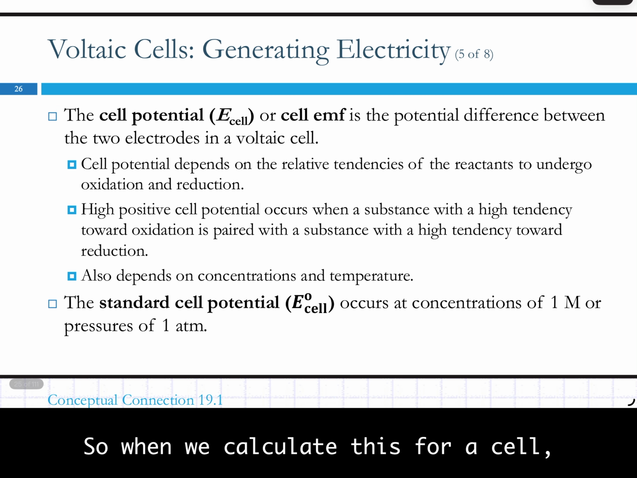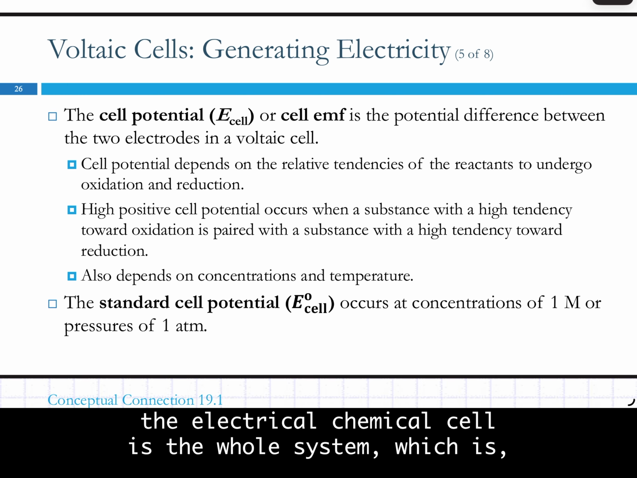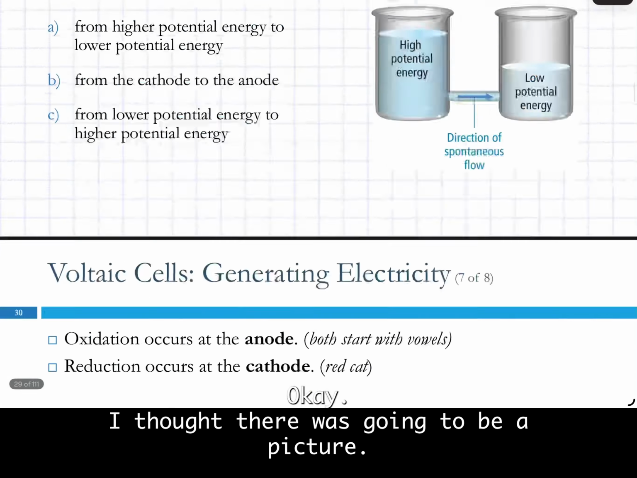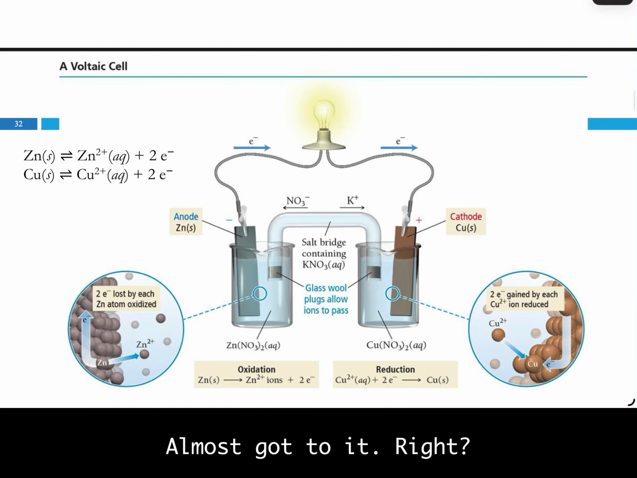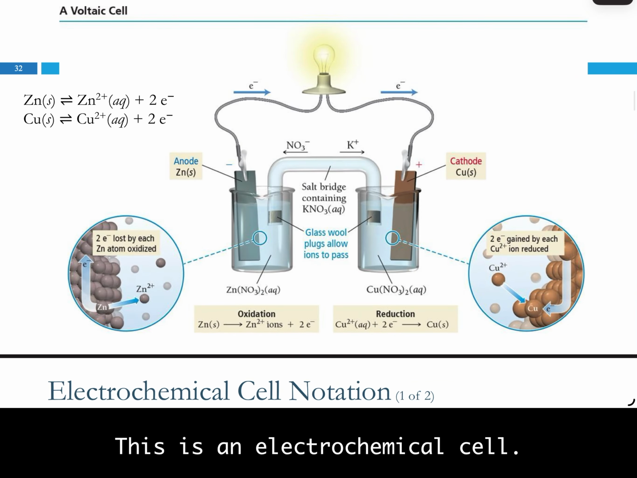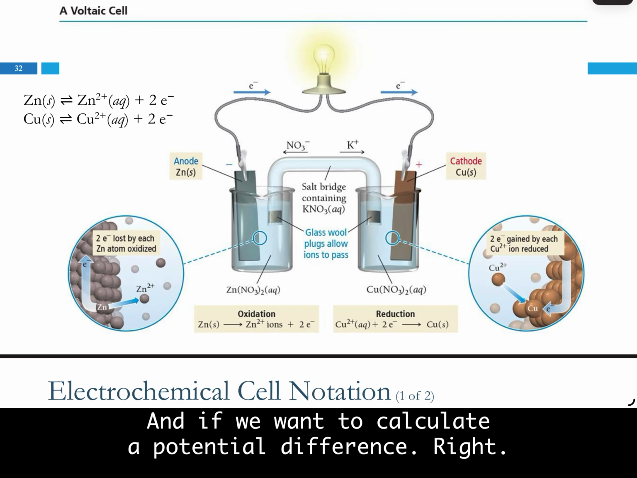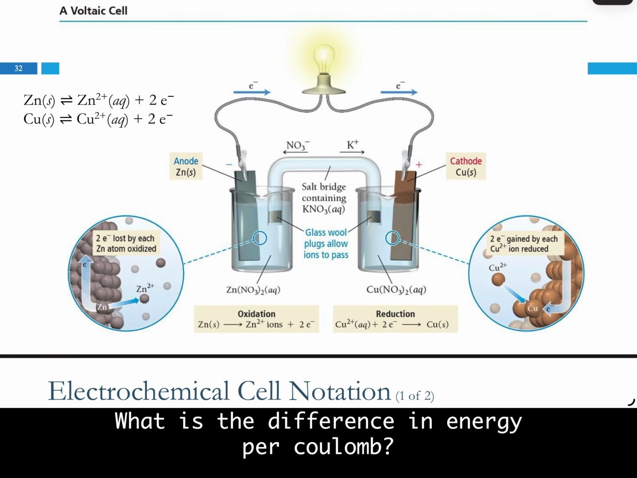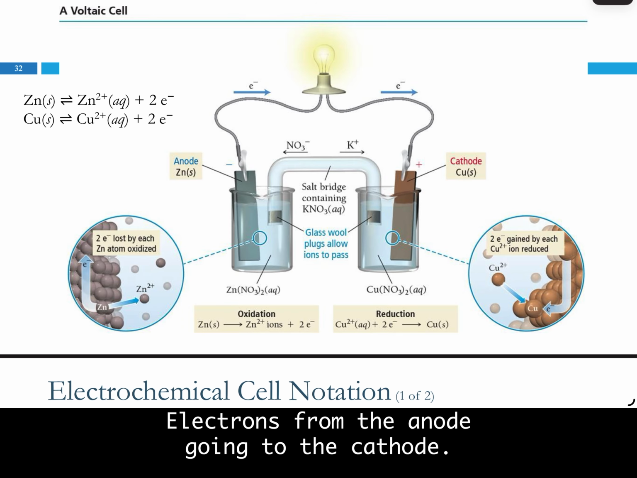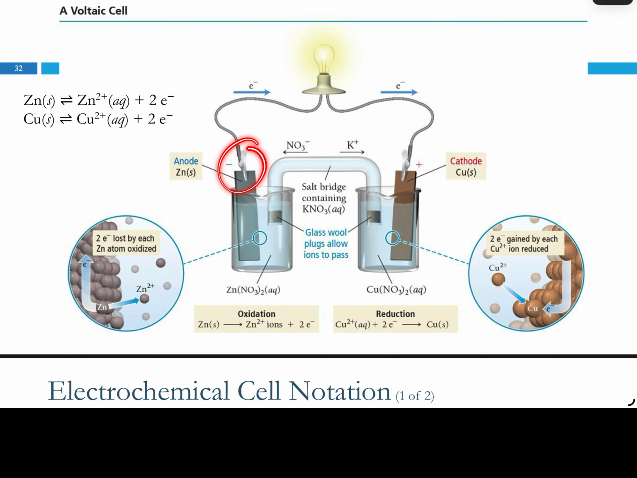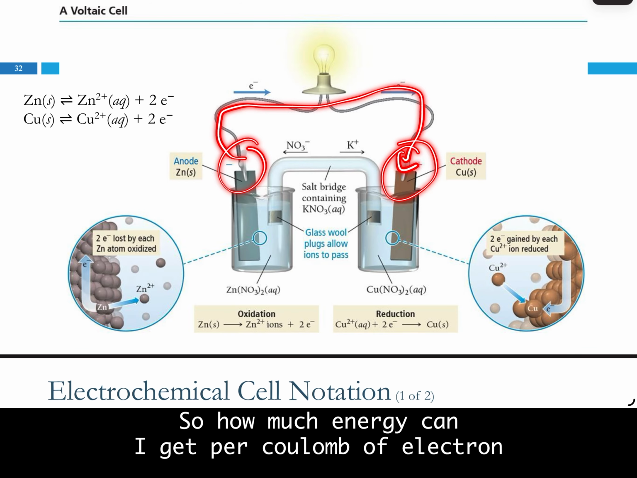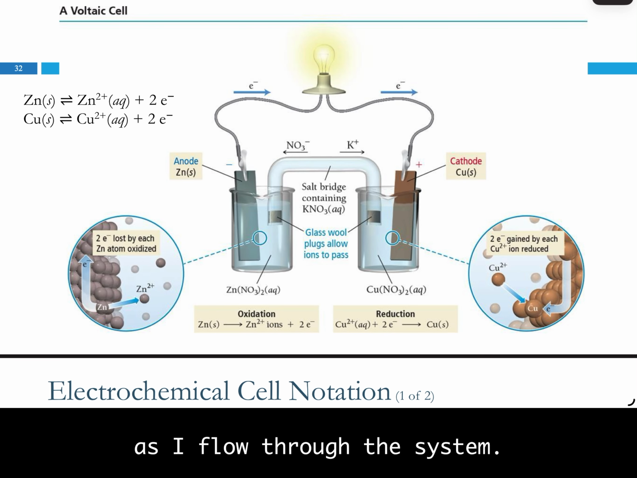So when we calculate this for a cell, the electrochemical cell is the whole system, which is, okay, I thought there was going to be a picture. Almost got to it, right? This is an electrochemical cell. That's the whole thing. And if we want to calculate a potential difference, what is the difference in energy per coulomb of electrons from the anode going to the cathode? So how much energy can I get per coulomb of electrons as I flow through this system?